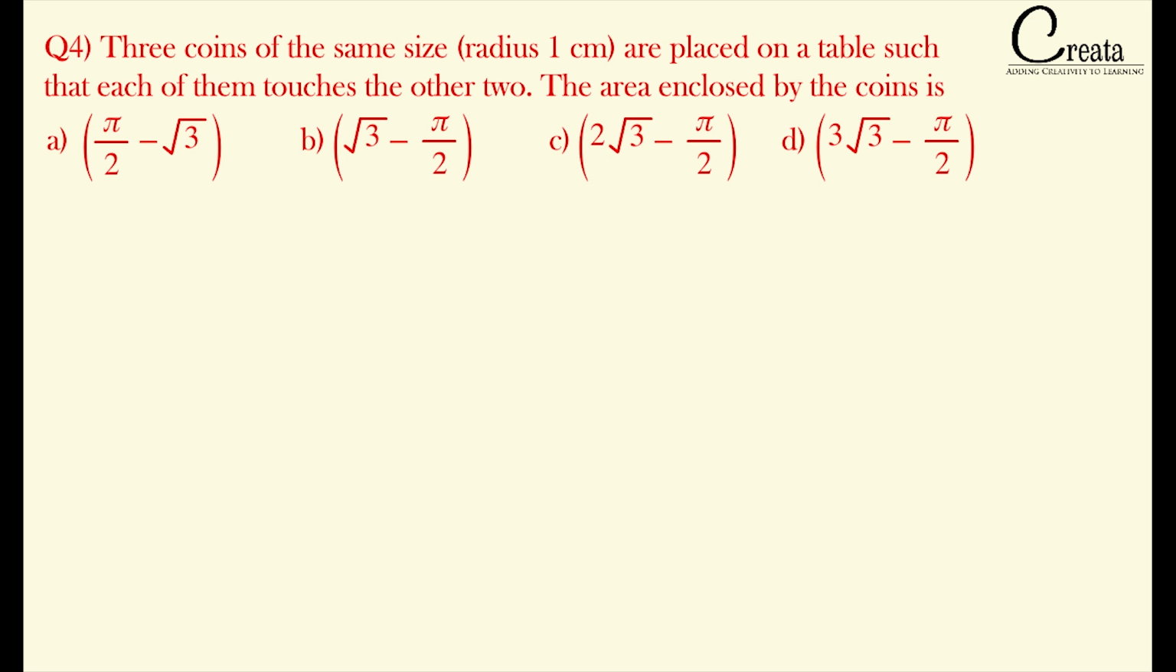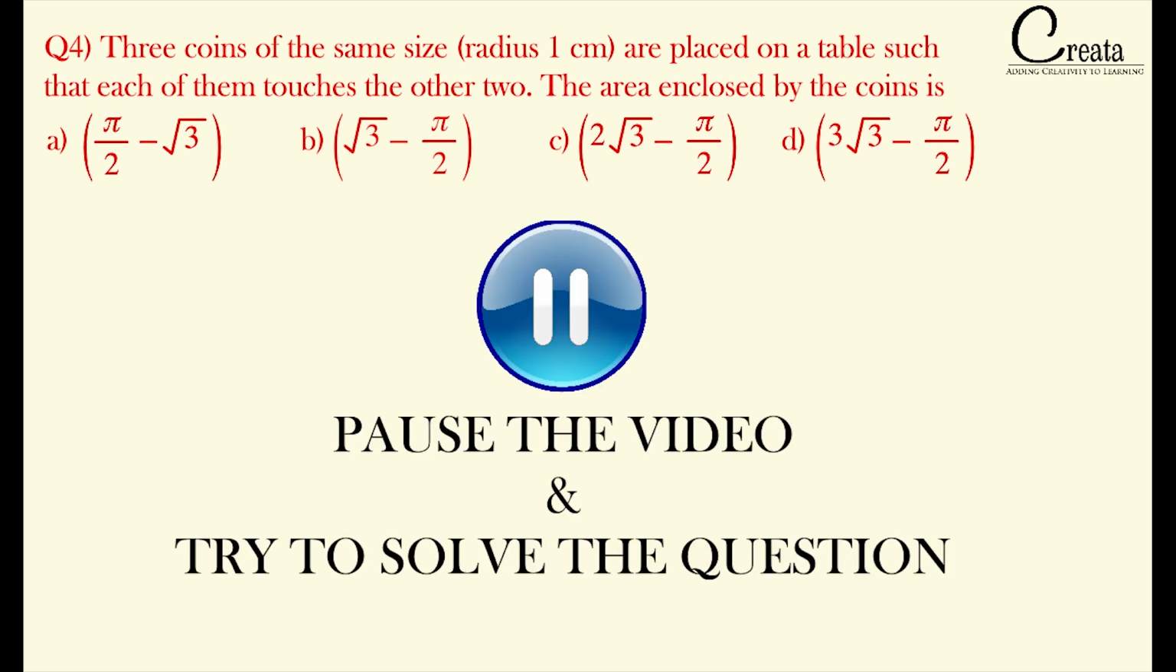The question is, 3 coins of the same size, radius 1 cm, are placed on a table such that each of them touches the other two. The area enclosed by the coins is, 4 choices are given.